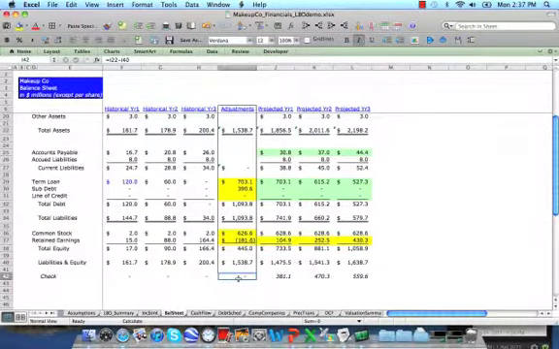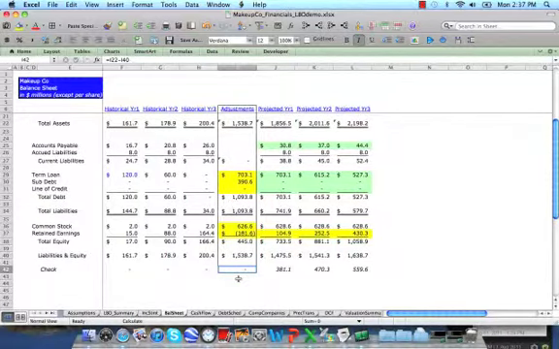We previously finished our adjustments column with a balanced column. All of our asset adjustments equaled our liability and equity adjustments. This module, we're going to focus on changes to debt and interest, including the cash sweep.